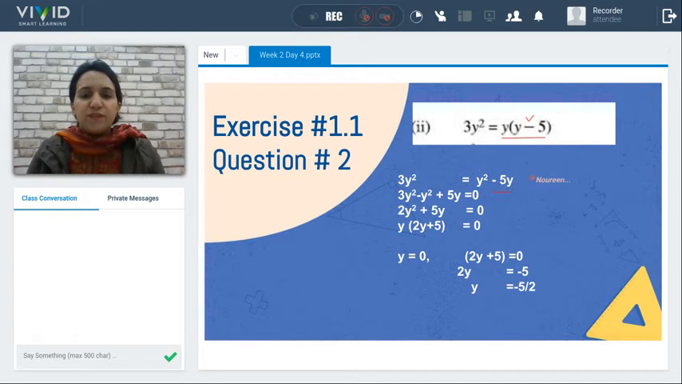अब y square minus 5y जो यहाँ पे right hand side पे, we have to take it, bring it to the left hand side. 3y square, अब right hand side की terms के जो signs हैं वो change हो जाएंगे जब वो left hand side की तरफ आएंगे. लेफ्ट हैंड साइड पे आया है तो ये y square minus it is converted into minus y square, and plus 5y is converted into minus 5y is converted into plus 5y.